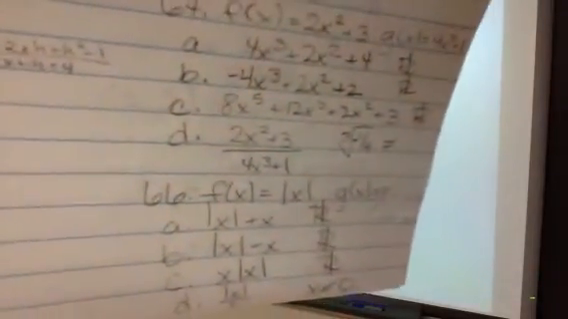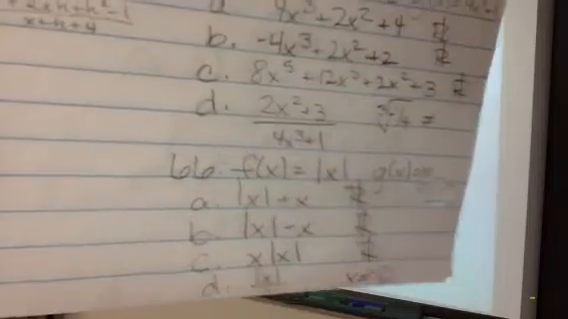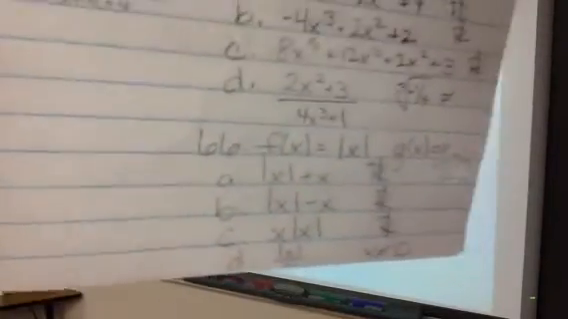66 is the absolute value of x plus x, -infinity to infinity. B is the absolute value of x minus x, -infinity to infinity. C is x times the absolute value of x, negative infinity to infinity. D is the absolute value of x over x, negative infinity to 0 and 0 to infinity.